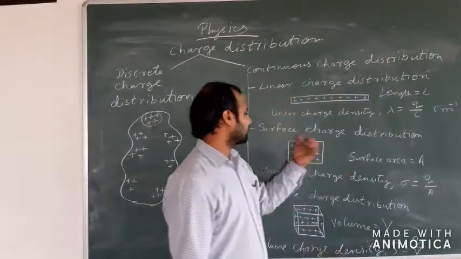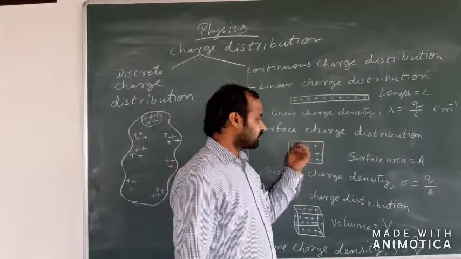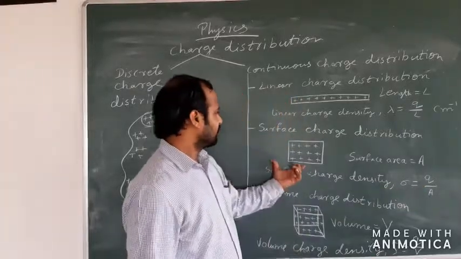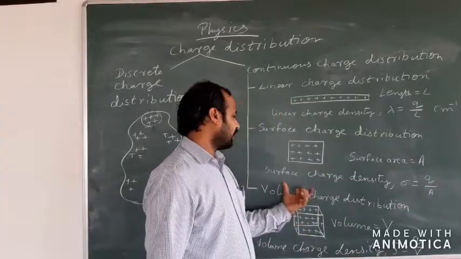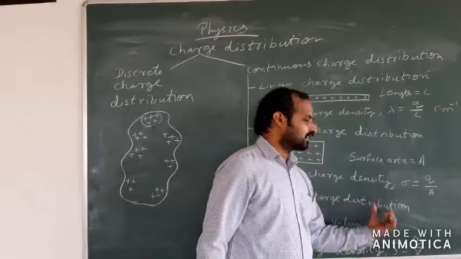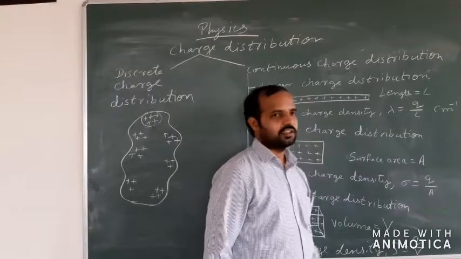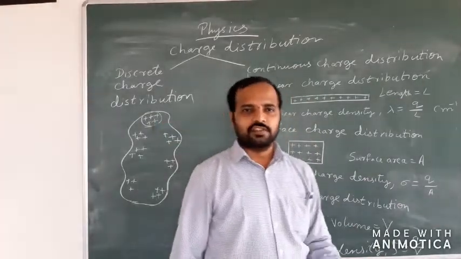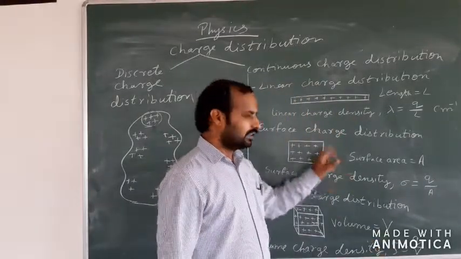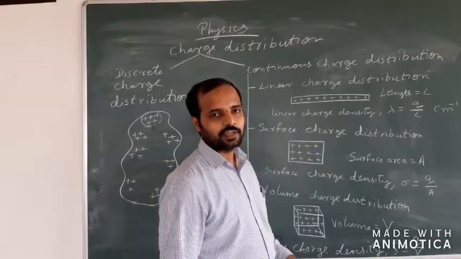Now let's say this is a square sheet which I have charged. If the surface area is A, then this surface charge distribution can be identified by a quantity called surface charge density, which is given by sigma equals Q by A, where sigma is the surface charge density notation, Q is the total charge on the surface, and A is the surface area of this particular metallic sheet.